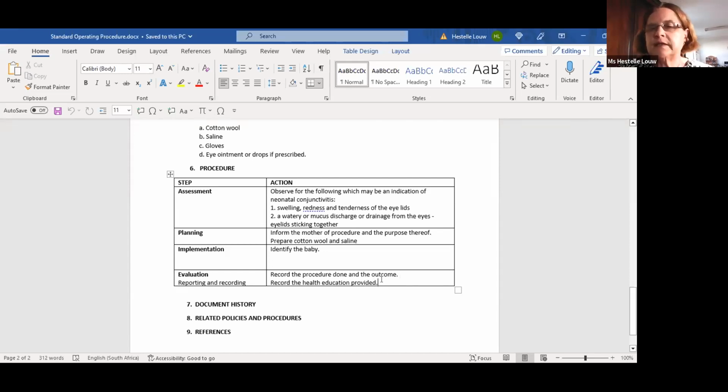And that's one of the things that we forget with neonates and with pediatrics, that you have to give health education to the mother. And most staff will do it, but they don't document it. And then the document history, related policies and procedures, and the references.